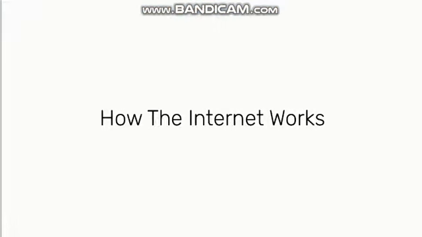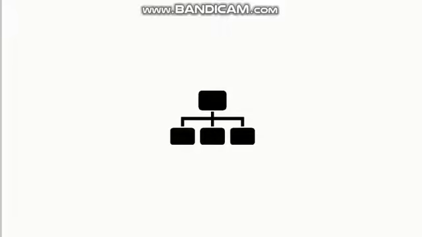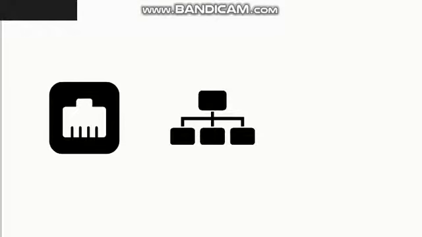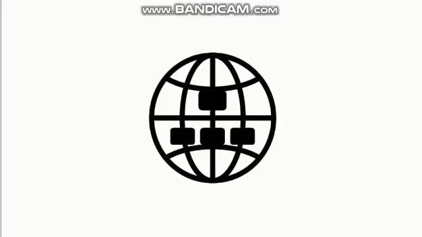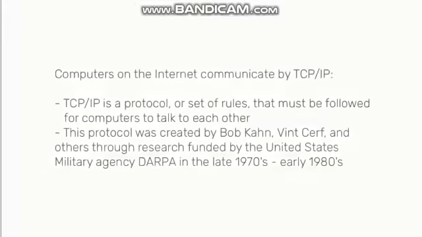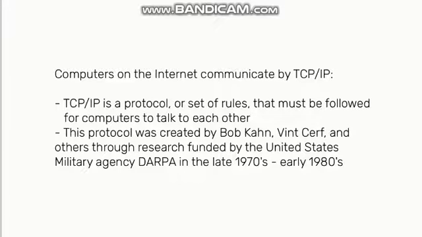Let's talk about how the internet works. Simply put, the internet is a network or group of computers. These computers are connected either with wires like fiber optic cables or Ethernet cables, or they can also be connected wirelessly by sending radio waves to each other. And this network of computers spans across the entire globe through these cables and radio waves and uses a system of rules called TCP/IP so that communication is organized and formatted consistently between the computers.